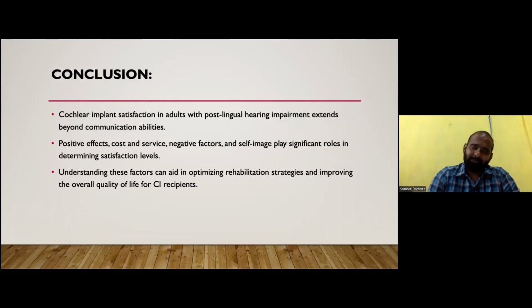To conclude these results, cochlear implant satisfaction in adults with postlingual hearing impairment extends beyond communication abilities. Positive effects, cost and service, negative factors, and self-image play a significant role in determining the satisfaction levels. And understanding these factors can aid in optimizing rehabilitation strategies and improving the overall quality of life for cochlear implant recipients.